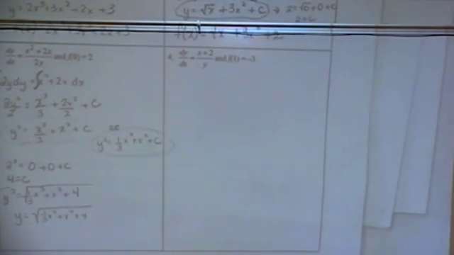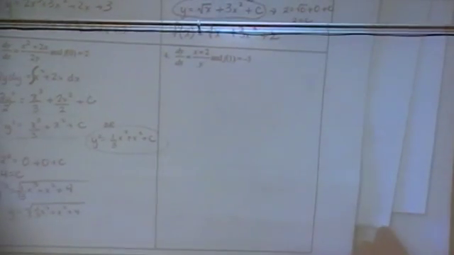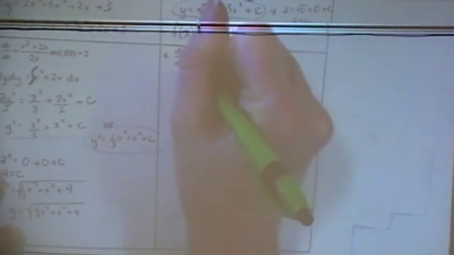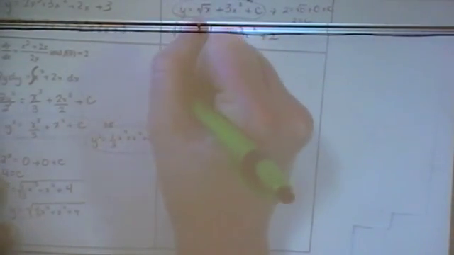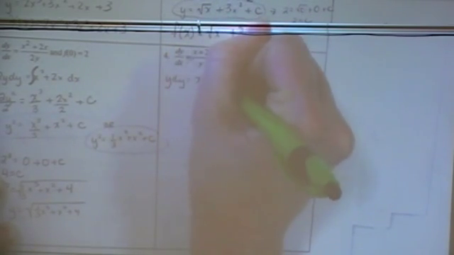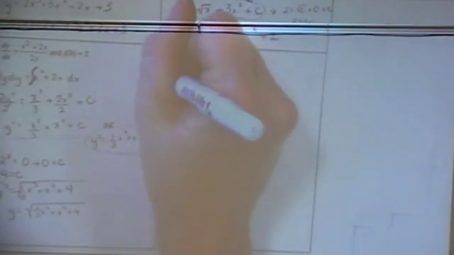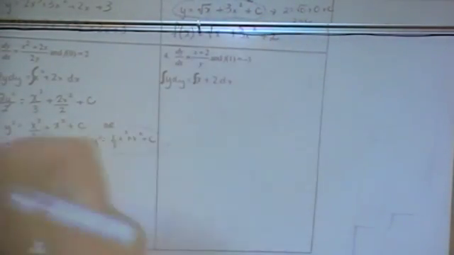All right, so if I review at this point, I would pause the video and see if you can do 4 on your own, and then restart it. But I'm just going to keep going. All right, we're going to do the same thing here. We're going to cross multiply. I get y dy equals x plus 2 dx. Sneak that integrand in there.